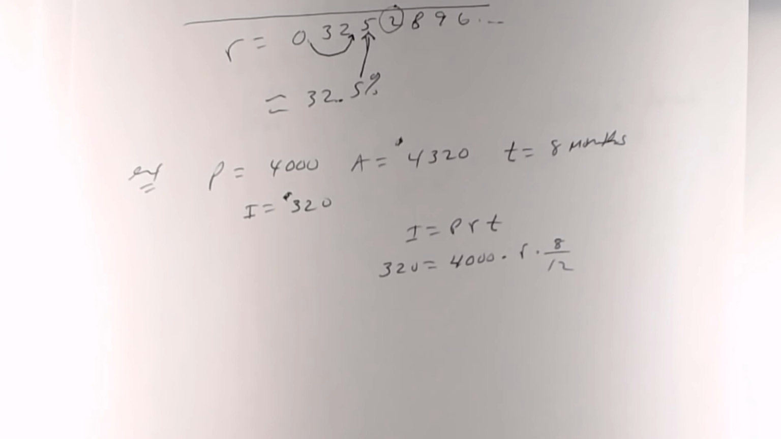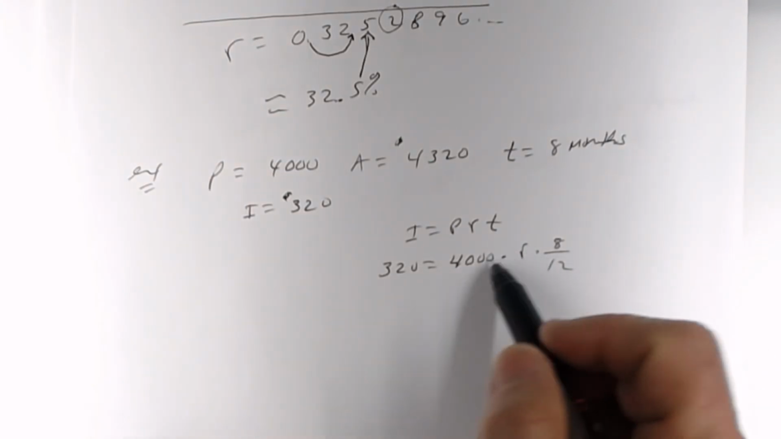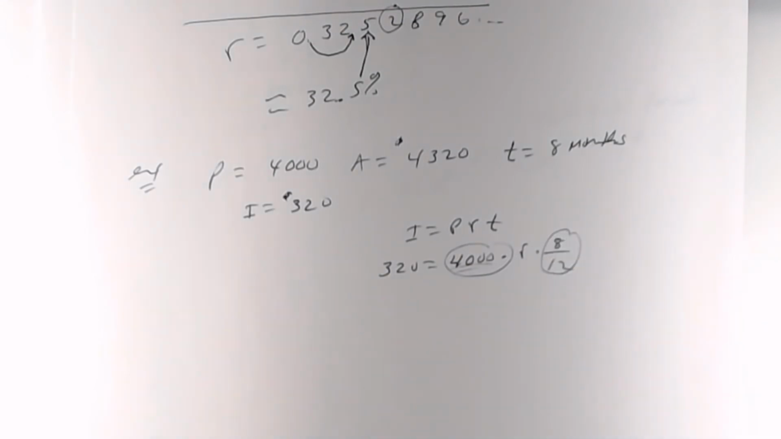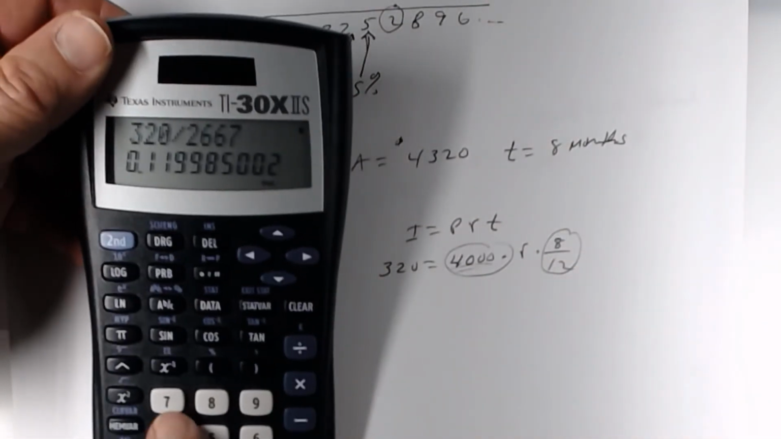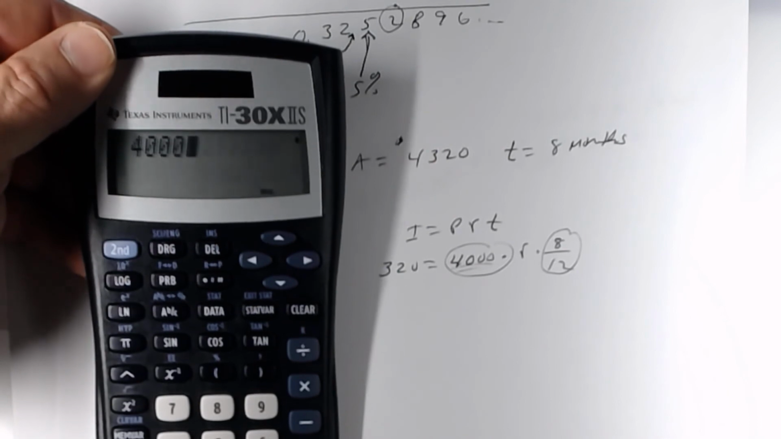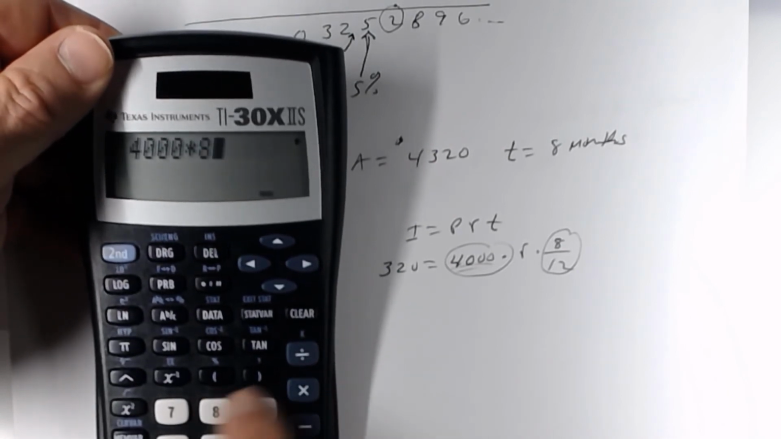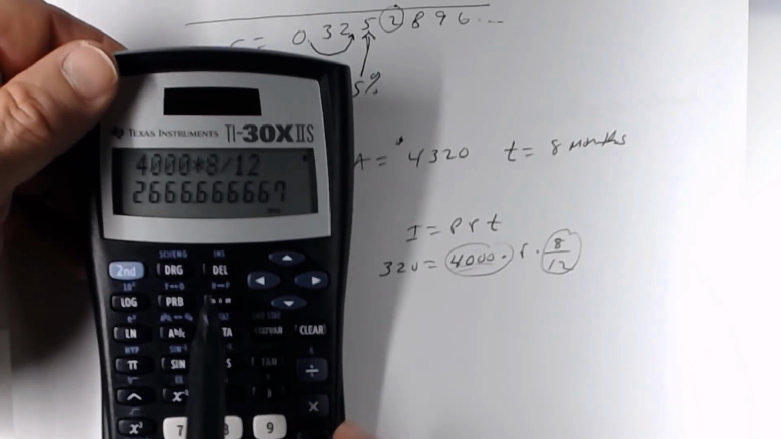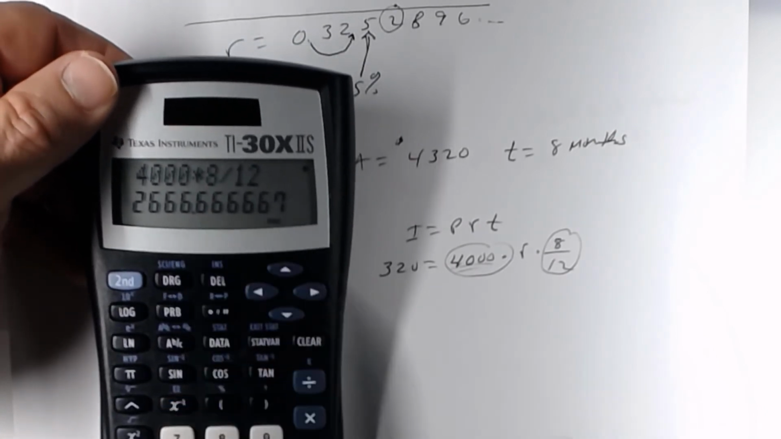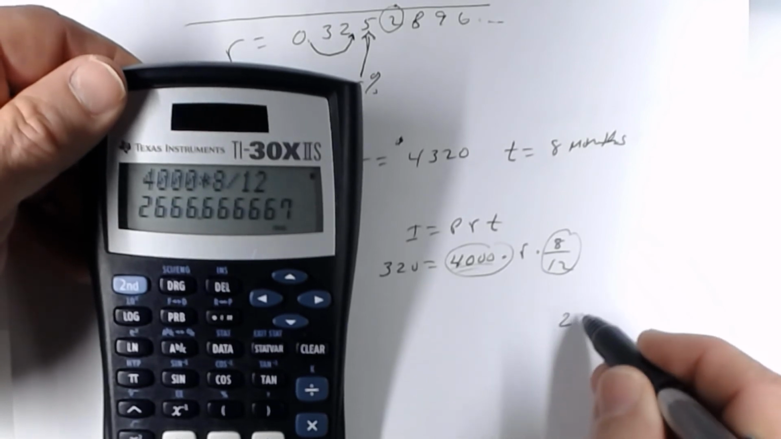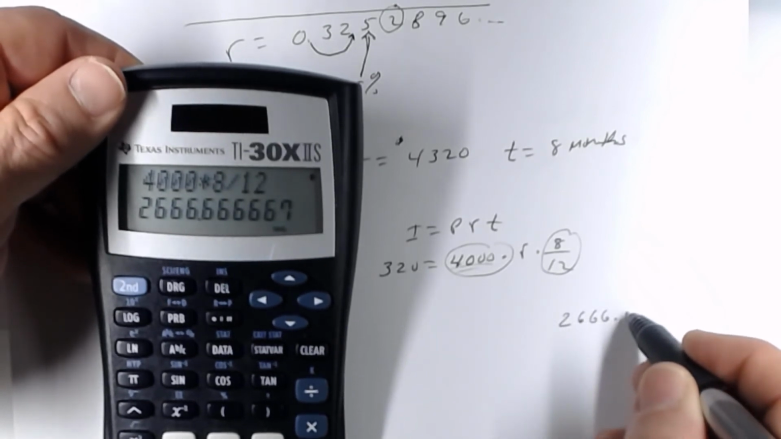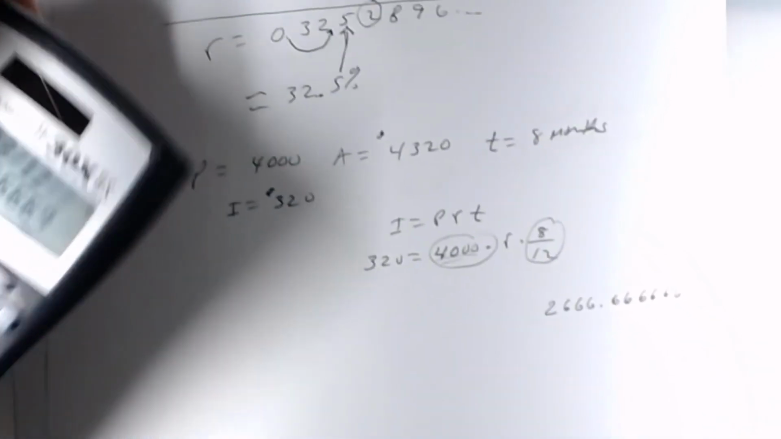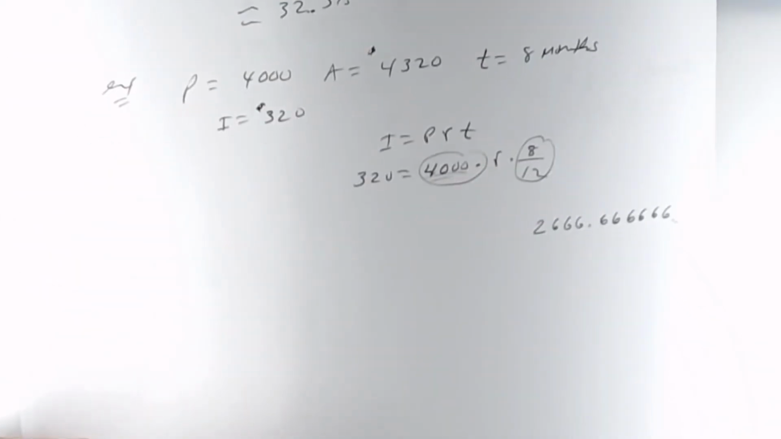Okay, now what I want you to do is to figure out what this product is right here. This 4,000 times this 8/12. So you're going to say 4,000 times 8 divided by 12. Now remember, I made up that problem, so it didn't come out very nicely, as you can see, right? So this product is 2666.66 and so on. That's what you see in your display.